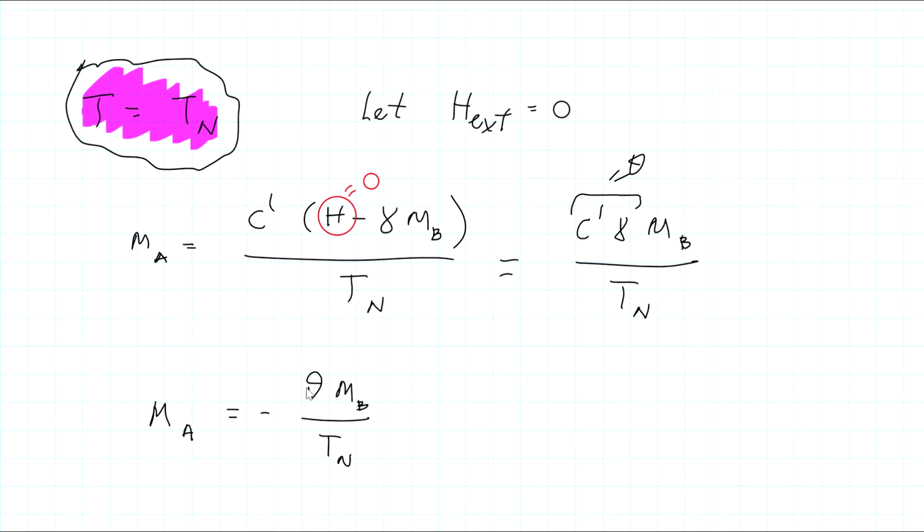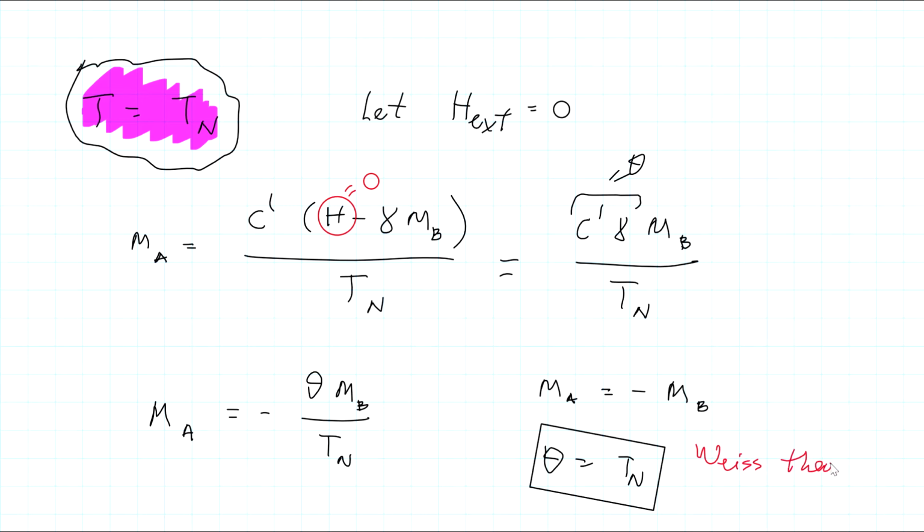Okay, what do we know about MA and MB? Remember that MA is equal to minus MB. It is the same magnetic moments. They're just pointing in the opposite directions. So if you take this into account, what we will get is that theta is equal to Tn. And that works. So theta equal to Tn, and this is using Weiss theory for antiferromagnets.